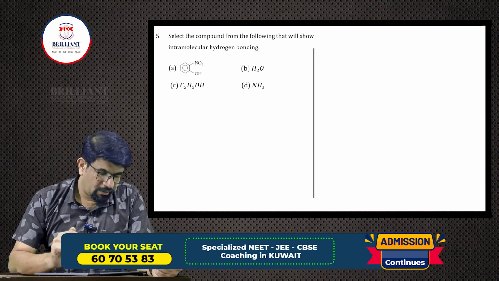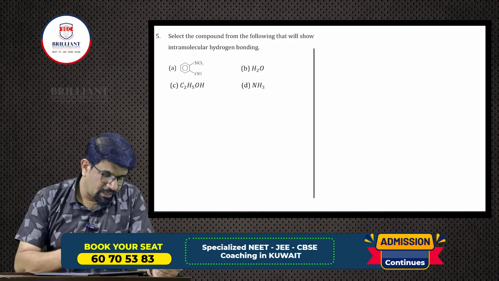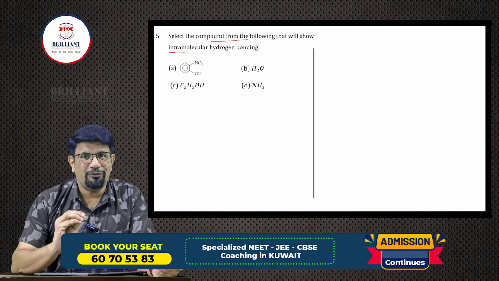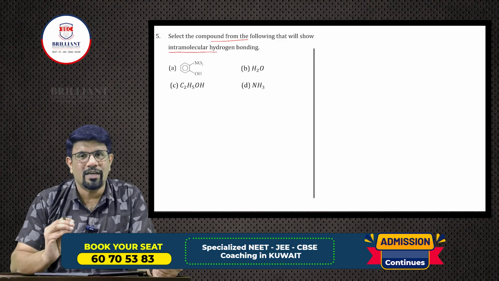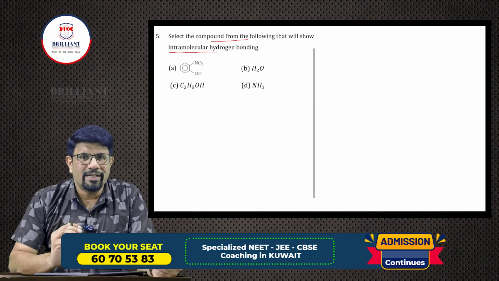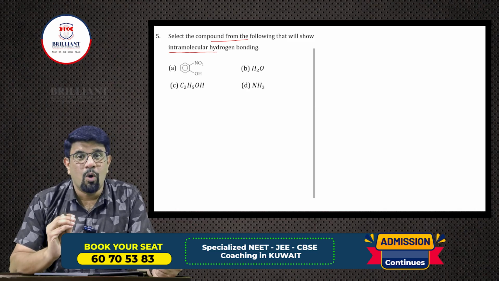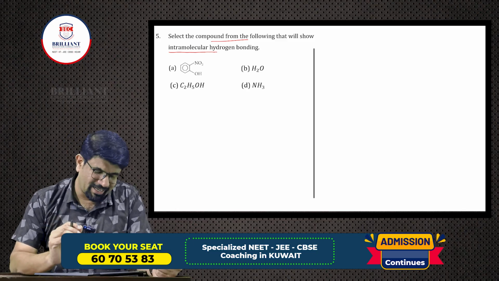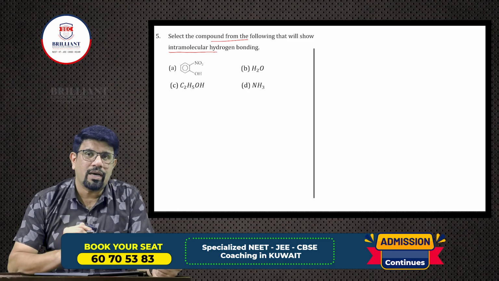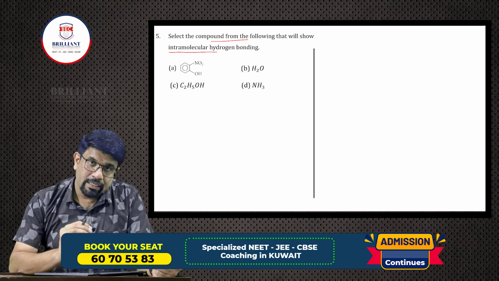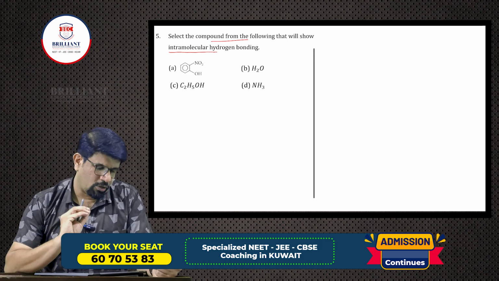Select the compound from the following that will show intramolecular hydrogen bonding. This is a very easy question. You already know what hydrogen bonding is, right? Hydrogen bonding is a bond formed between a hydrogen atom and more electronegative elements such as fluorine, nitrogen, oxygen, etc. So here they are asking about intramolecular hydrogen bonding, right? There are two types of hydrogen bonds. Intermolecular is there, intramolecular is there.